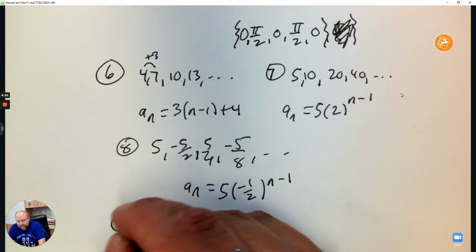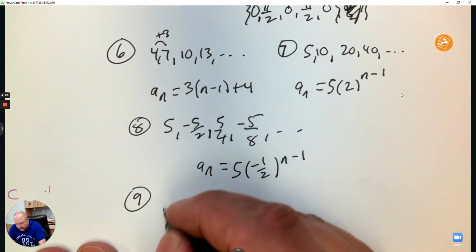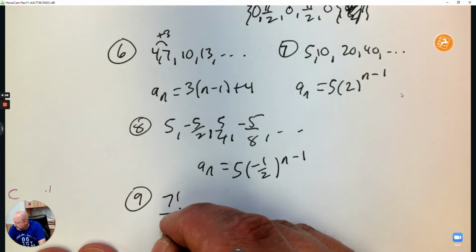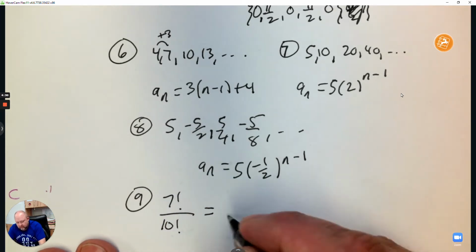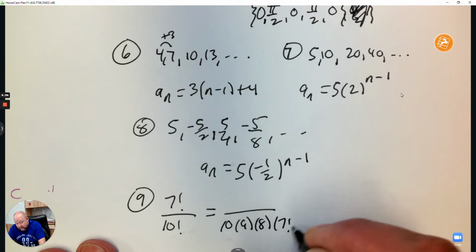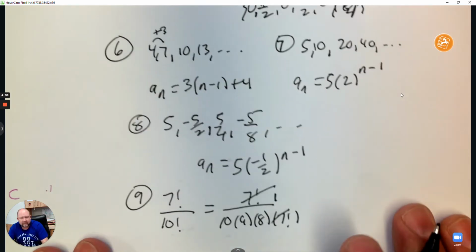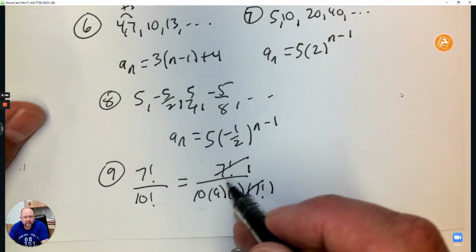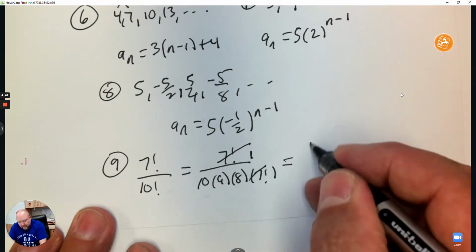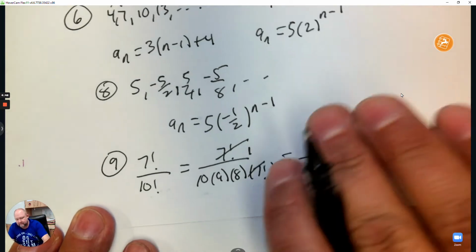Number 9, do you know what a factorial is? Can you simplify a factorial? So take the larger factorial and count down. So 10 times 9 times 8, and then stop when you get to 7, and then cross out, and there's your answer. What answer is that? It's 1 over 720. Is that right?